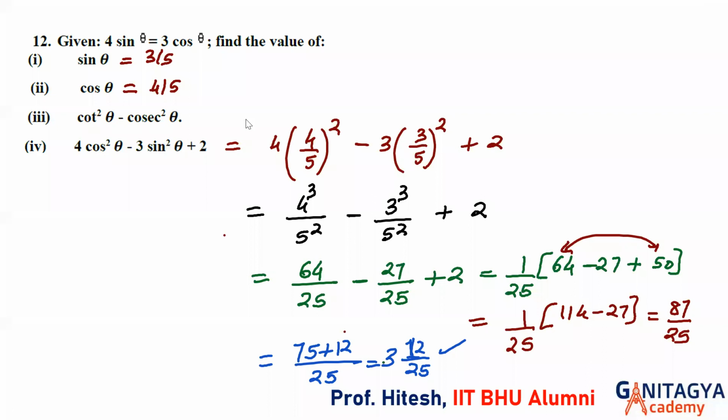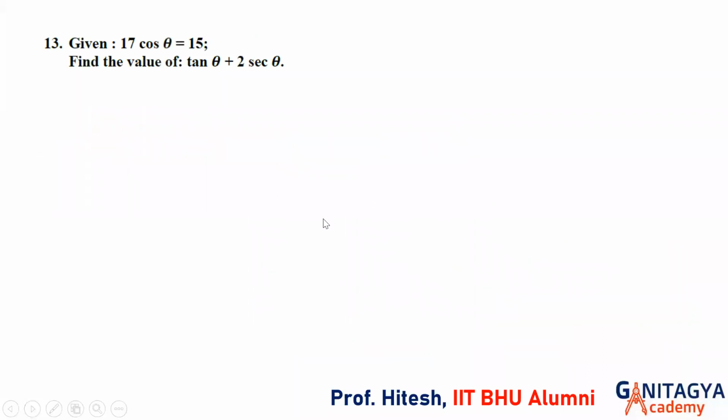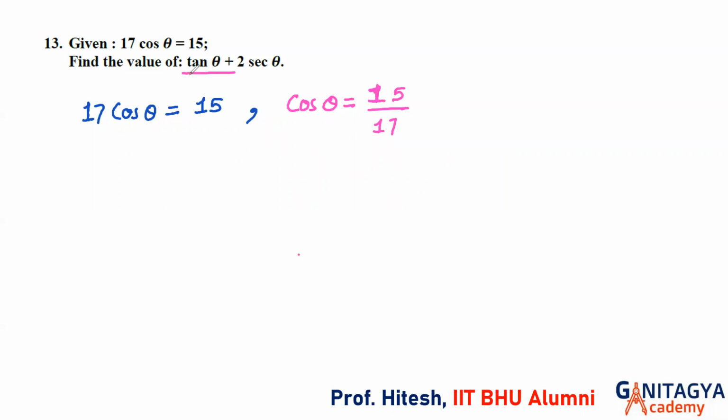Okay, so let me move to question number 13. First of all the question is 17 cos theta is equal to 15. So I can say that cos theta is equal to 15 upon 17. Cos theta is 15 upon 17. Now we have to find out tan theta plus 2 sec theta.